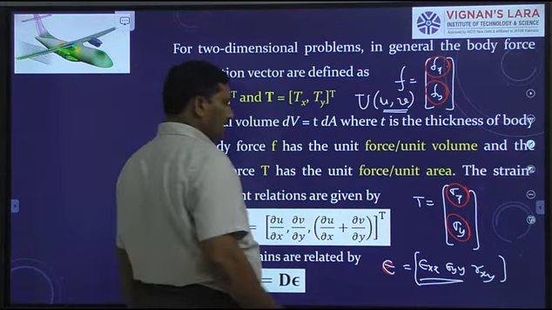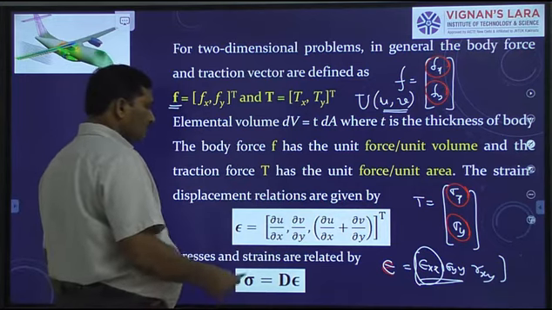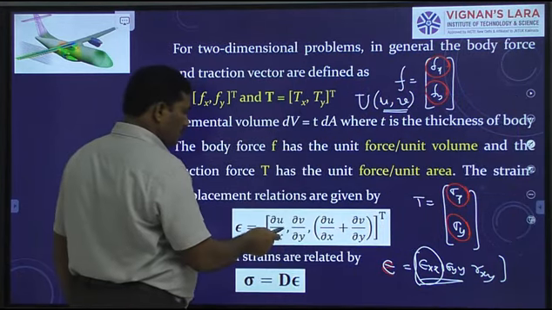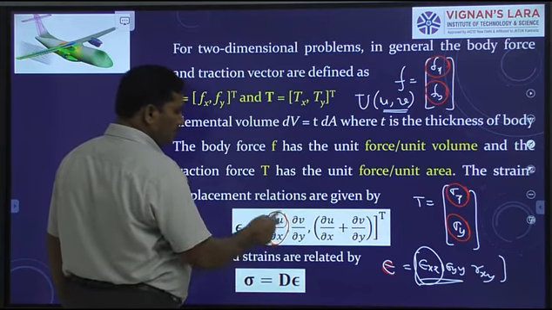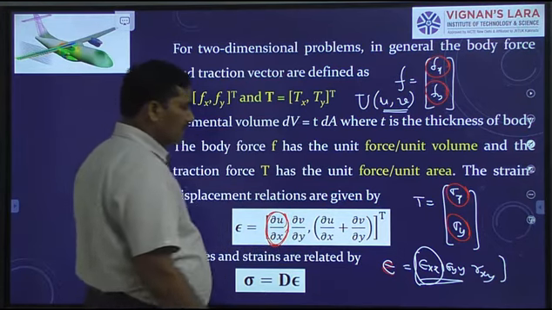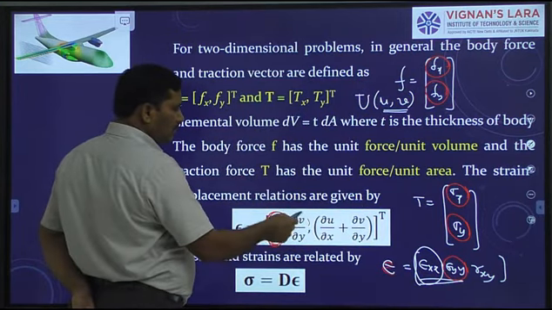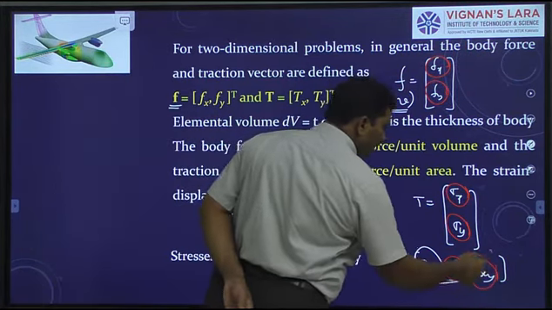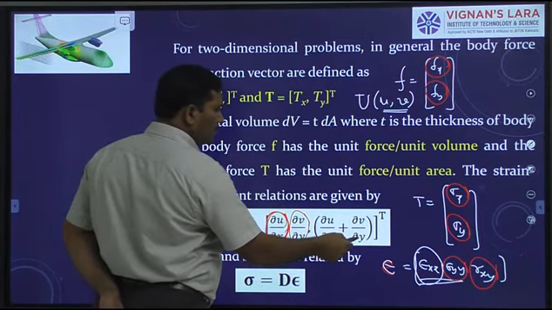Now, how do you define the strain epsilon xx? We can define it as d by dx of u. Therefore, epsilon xx is ∂u/∂x. Next, coming to epsilon yy, epsilon yy is ∂v/∂y. And coming to the shear strain gamma xy, it is ∂u/∂y plus ∂v/∂x.